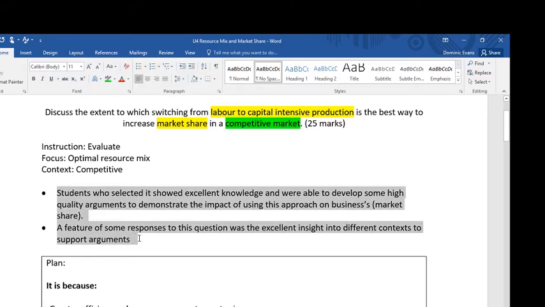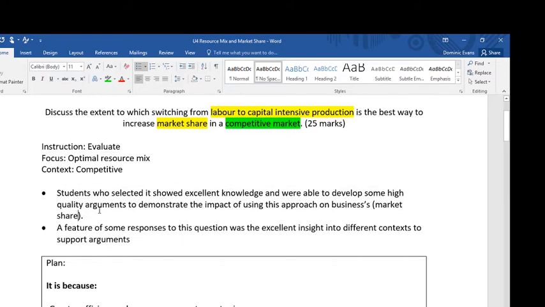Now, these two comments are taken from the examiner's report. This is from the examiner's report 2017 about the 25 mark questions, of which at A level you have a choice. This video will still be very useful to students doing AS exams as well, because these are both AS concepts. The students who selected this particular question showed excellent knowledge and were able to develop some high quality arguments to demonstrate the impact of using this approach on the business's market share.